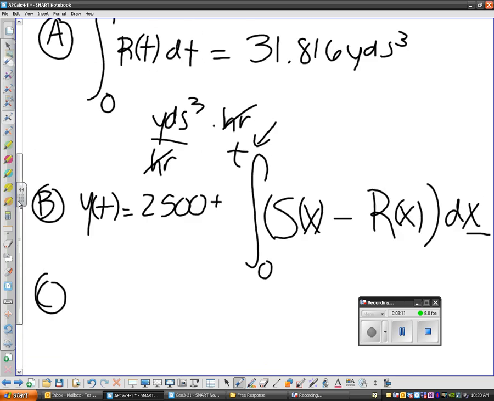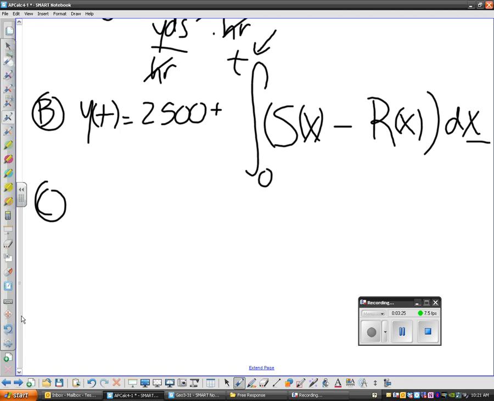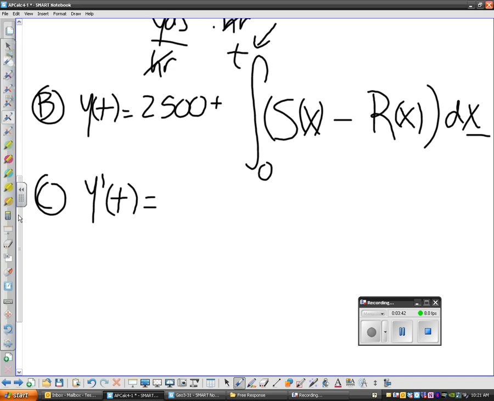Okay, now for C, it asked us, find the rate at which the total amount of sand on the beach is changing at time t equals 4. But we already figured out from B that the total amount of sand is determined by the equation y of t. So it wants us to find when it's changing, though. So that means we have to use the derivative of y. So y prime of t equals, when you take the derivative of an integral, it's just what is inside the integrand. So now we just have S of t minus R of t. And it wants us to find at hour 4. So all you have to do is plug in the 4.